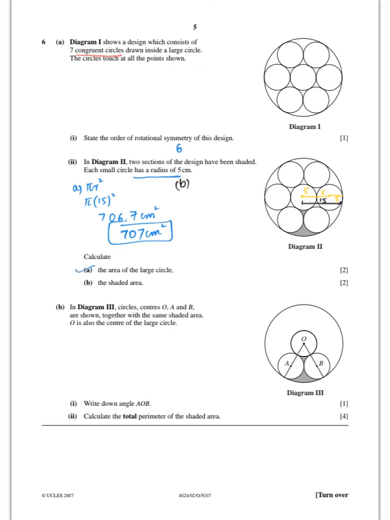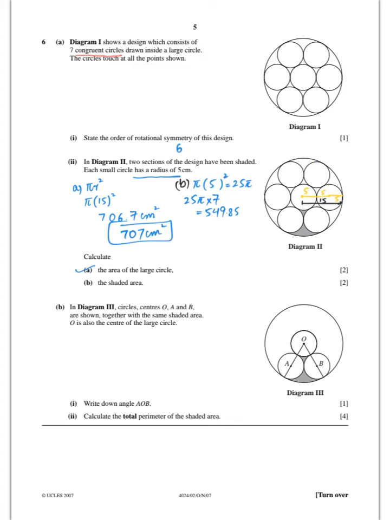For shaded area, first I will find out the area of the larger circle, which is 707, and then I will find out the area of one small circle. Area of one small circle will be again pi r square, but this time the value of radius is 5. So you get 25 pi. And how many small circles do we have? We have a total of 7 small circles. So that will be 25 pi times 7, which is equal to 549.85.